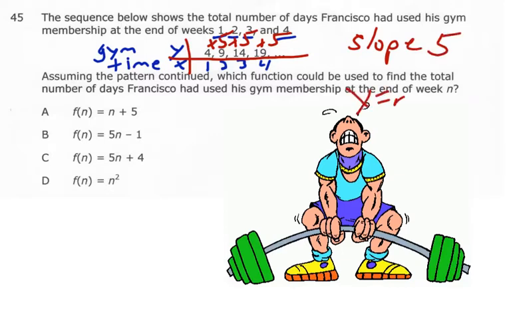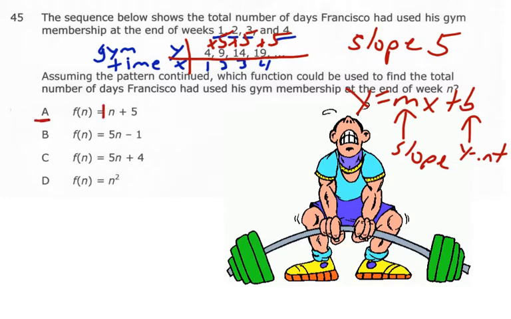And if you recall, y equals mx plus b, that number in front of your variable is your slope. And then that b represents your y-intercept. So let's look at our functions we have here in our answer choices. A has a slope of 1 because it's 1n. Well, it's not A. B has a slope of 5. That's what we had. C has a slope of 5. That's what we had. And D, that's just a 1 coefficient there, and that's actually called a quadratic.